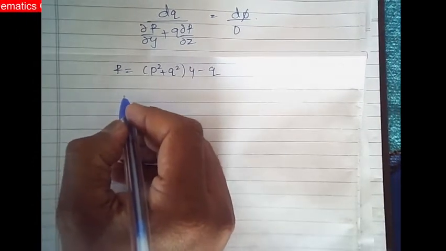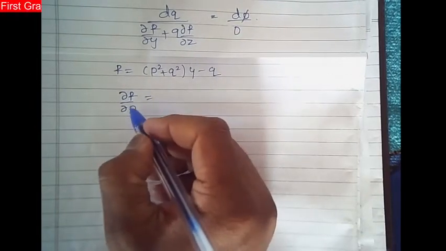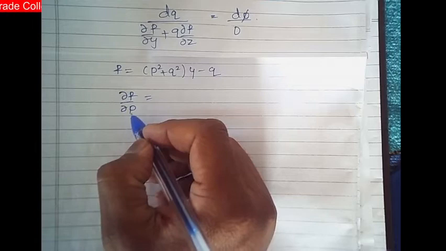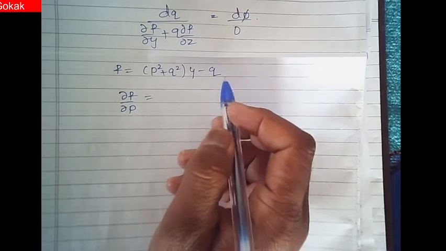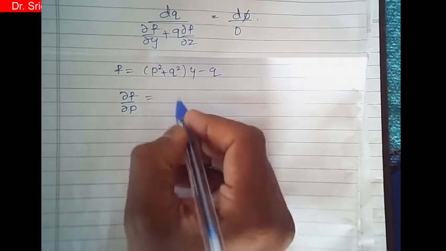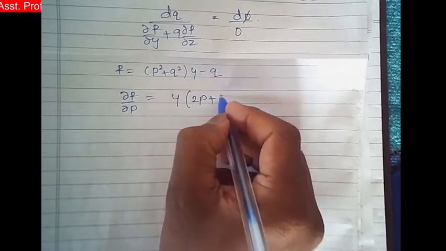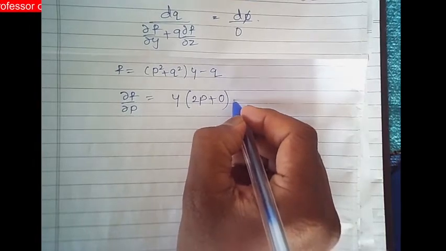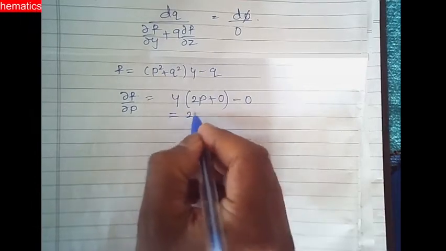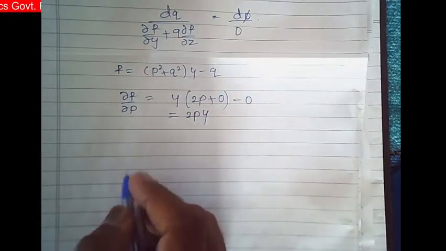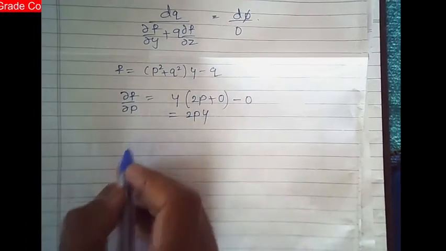Now differentiating first with respect to p. So dou f by dou p is equal to... when we are differentiating with respect to p partially, then all other variables are constant. So q and y are constant. Differentiation of p square is 2p, but q is constant, so it is 0. Then minus differentiation of qz with respect to p is again 0, which is equal to 2py. This is dou f by dou p.